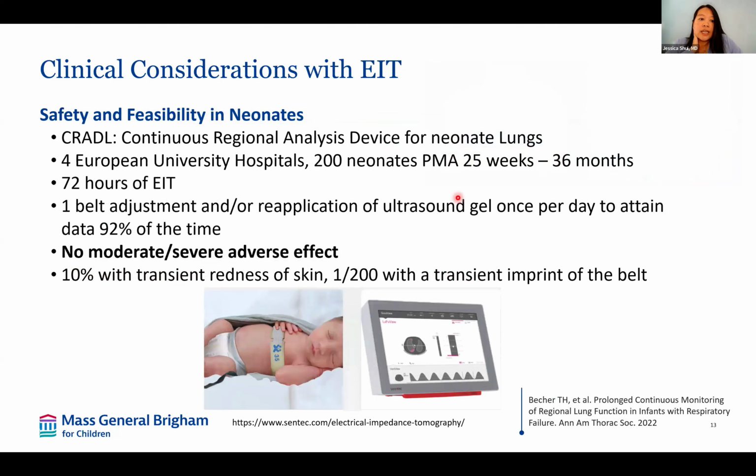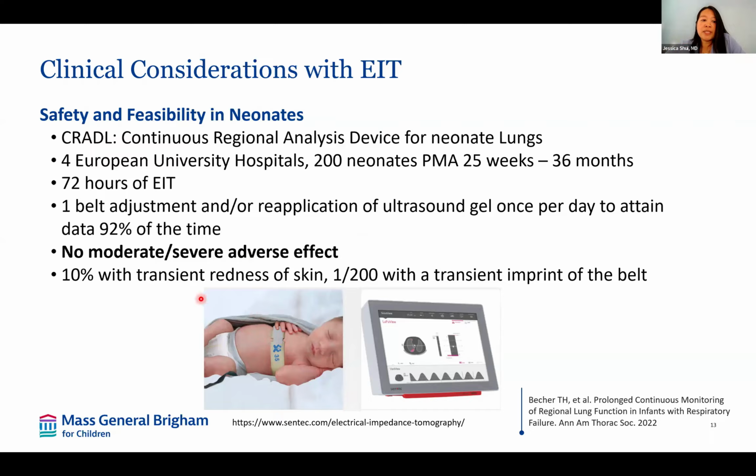In this largest study, the CRADLE trial done in 4 European university hospitals, they used EIT for 72 hours at a time, and they reported that they only needed one belt adjustment or reapplication once a day. In this version it's a fabric-lined belt that uses ultrasound gel as the contact, and they did not have any moderate or severe adverse effects.